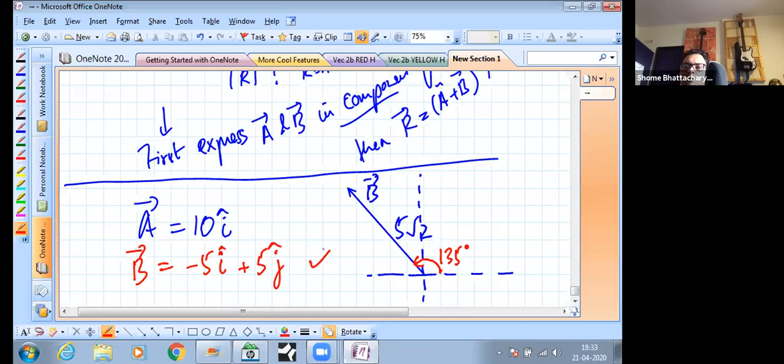Is this step clear to all of you? Yes, 5√2 is the correct answer. Yes, you got it correct. So is the second step for the vector B written in component form clear?